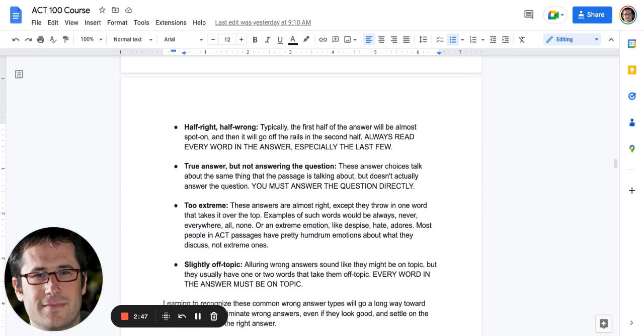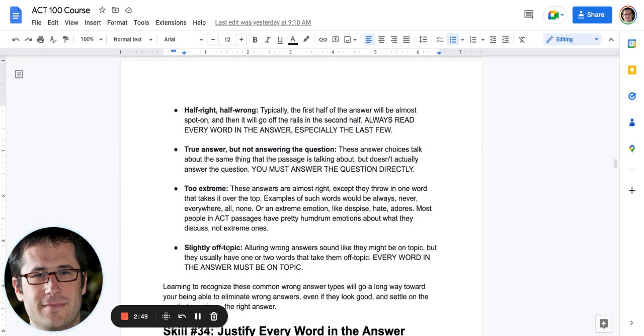Okay. And then the last one is slightly off topic. And this is probably, after half right, half wrong, the second most important one. Alluring wrong answers sound like they might be on topic, but they have one or two words that take them off topic. All it takes is one word and it's gone, right? That word is usually a detail word, okay? So you have to really focus in on the details.